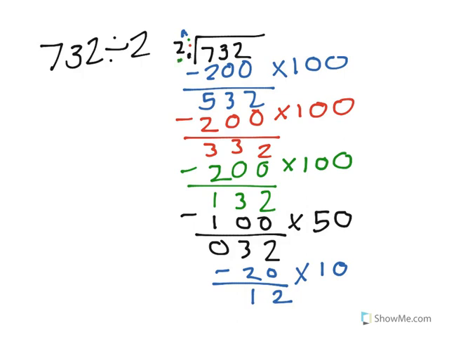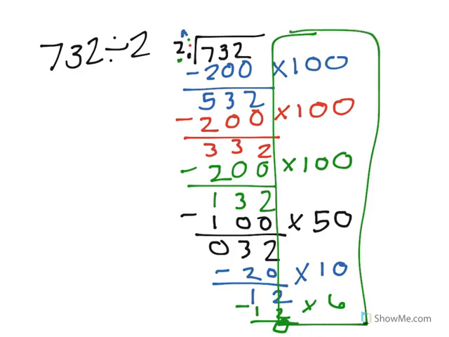Now, I need to multiply 2 times a number to give me 12, which would be 6. This would give me 12 take away 12, which would be 0. So I'm at 0, which means I have nothing left to add or multiply by. So I'm going to add up all of these numbers that are on this side.